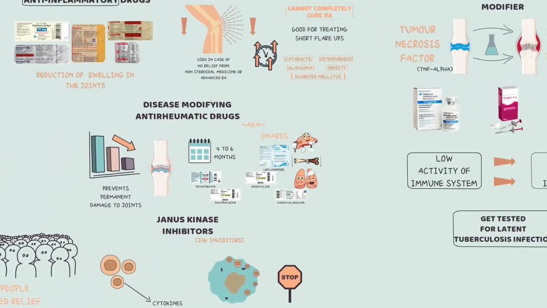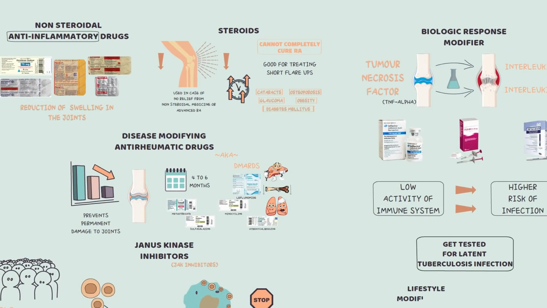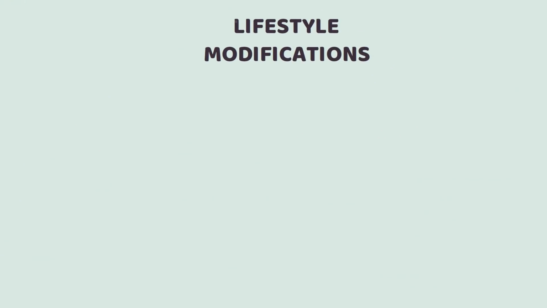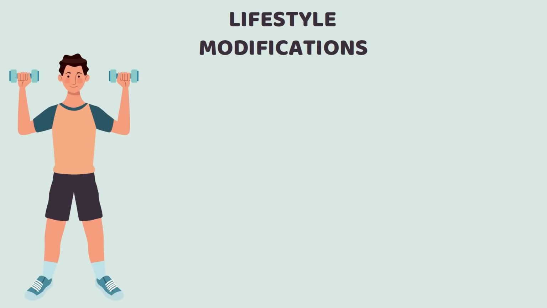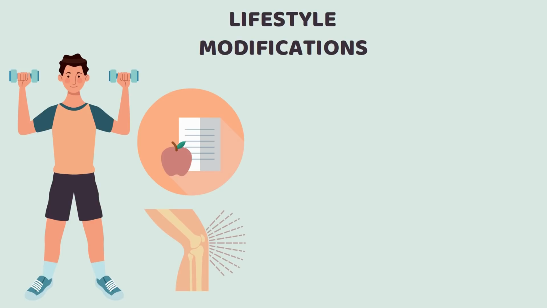Now let's take a look at some of the lifestyle modifications you need to implement if you have rheumatoid arthritis. Because lifestyle modifications like exercise and diet are very important to manage your symptoms and disease activity. Now for people with rheumatoid arthritis, exercise can be very beneficial for relieving pain and joint stiffness, and it can be particularly helpful during a flare of RA.